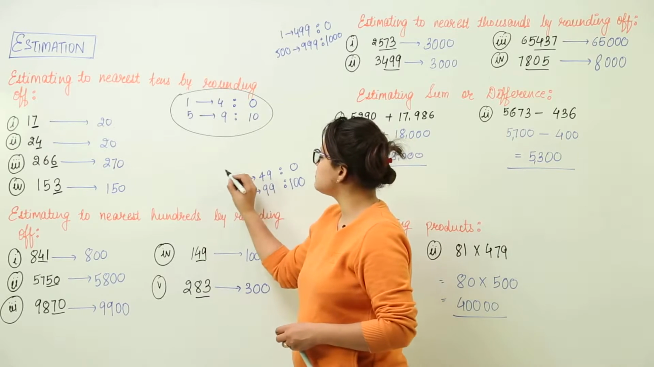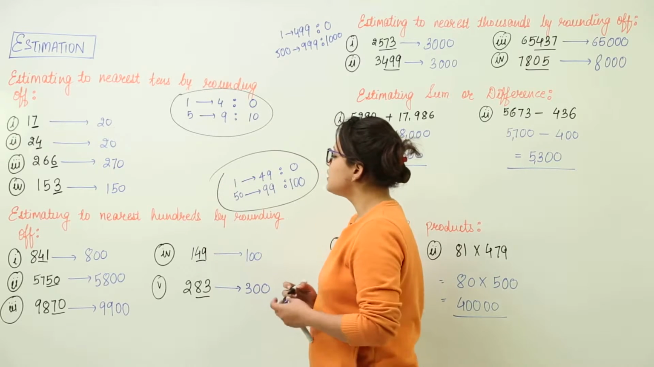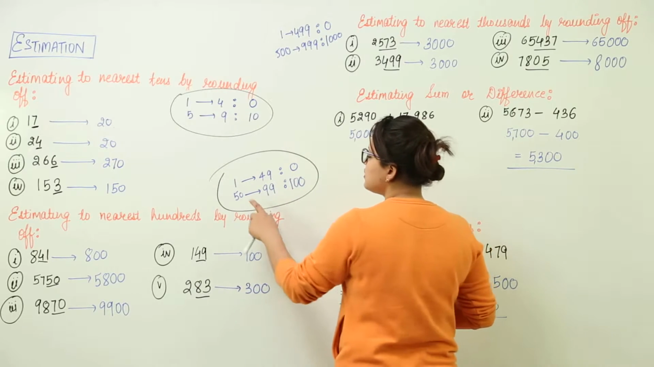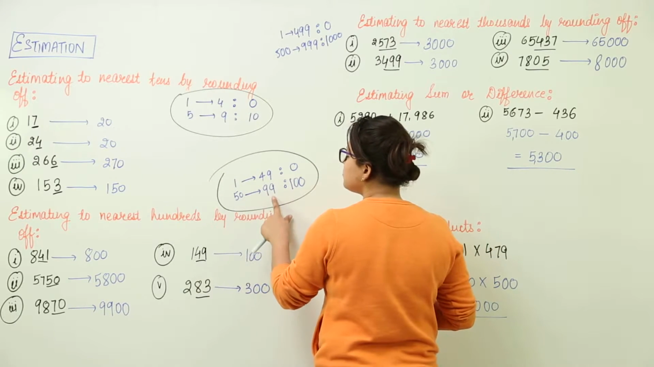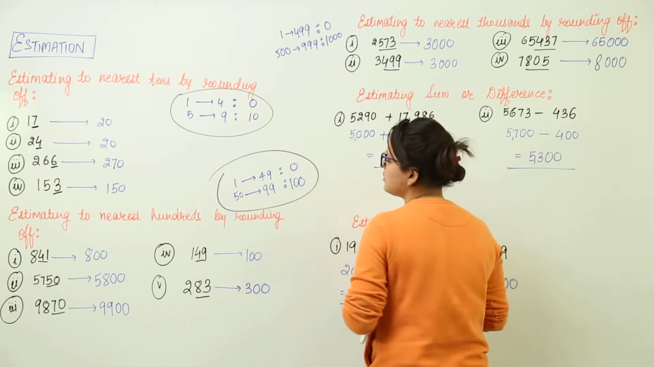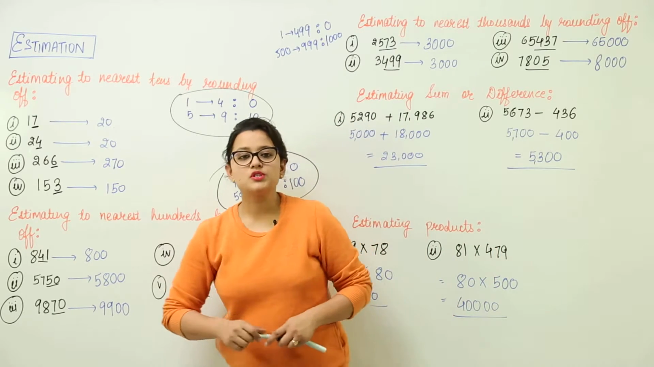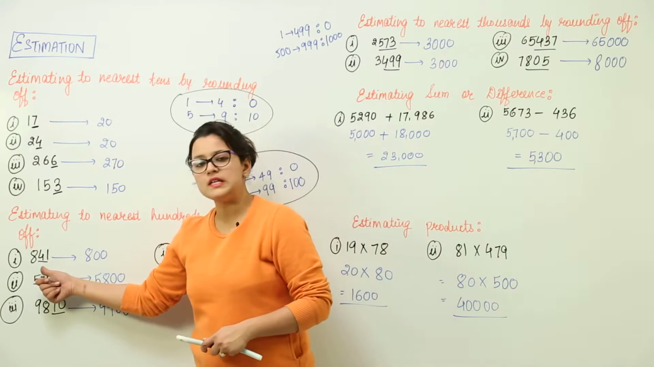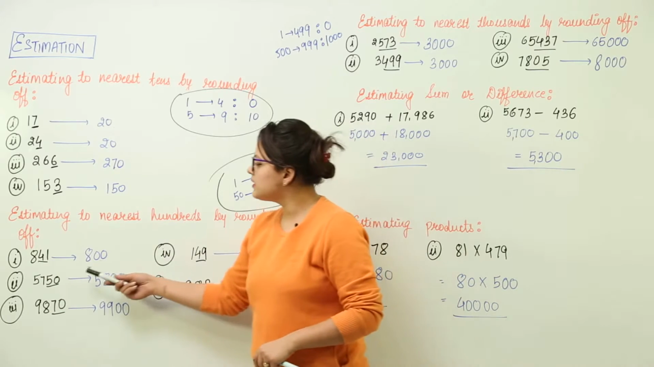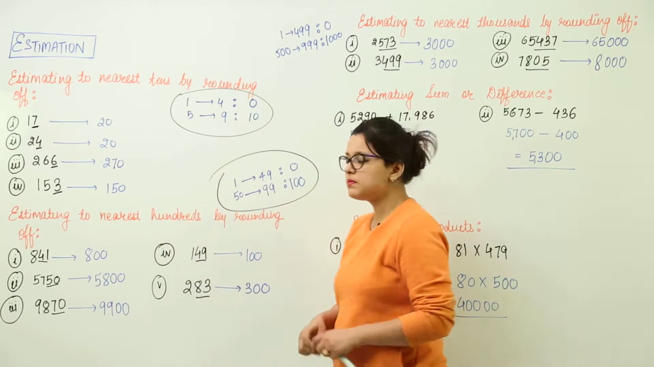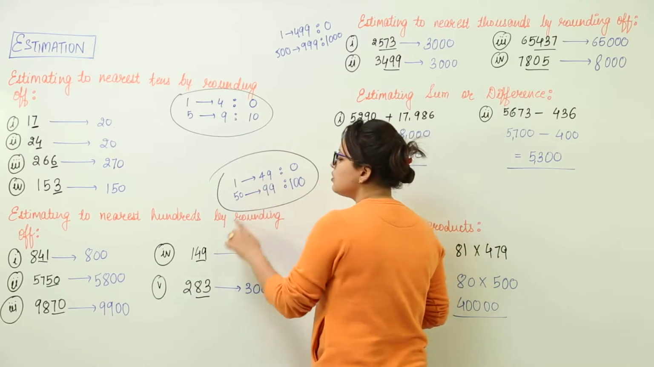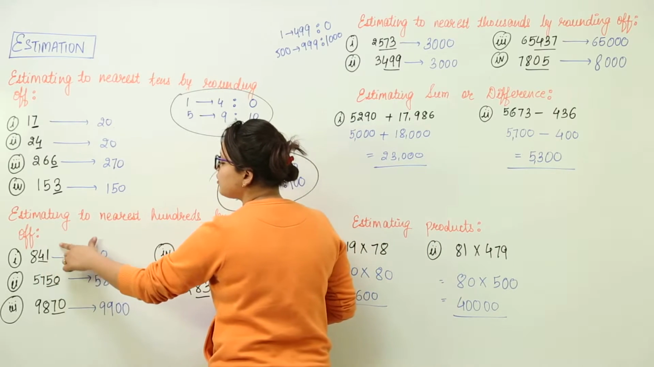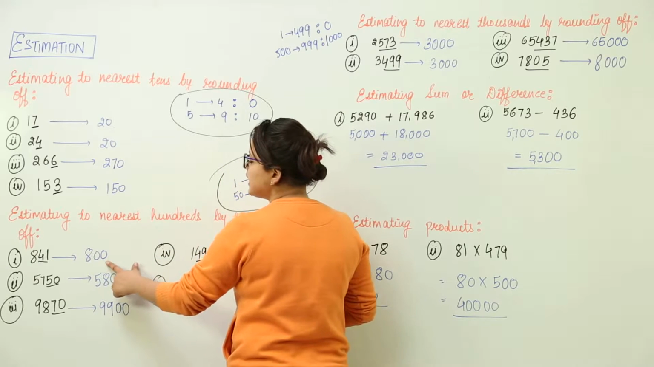Next is the estimation to the nearest hundreds. So we have the rule: from 1 to 49, we round it off to 0. If we have the digits 50 to 99, we round it off to the next hundreds. So for the estimation to the nearest hundreds, we consider the last two digits, that is the tens and ones place. So here we have 41 at the tens and ones place, and 41 lies here, so we make it 00. So the rounded off value of 841 becomes 800.